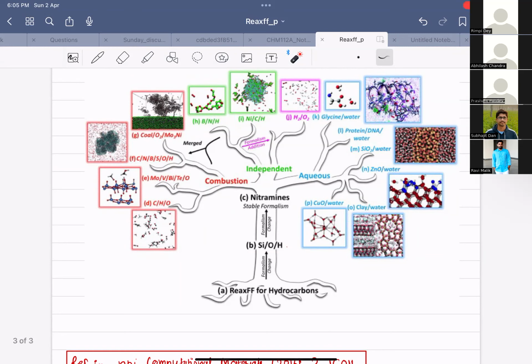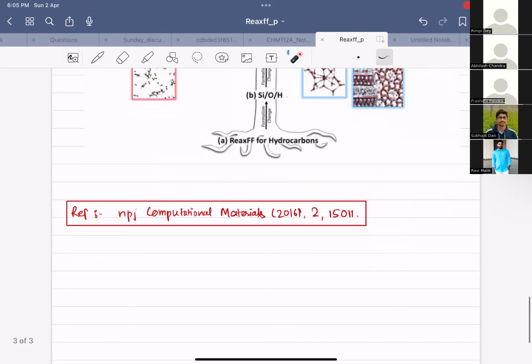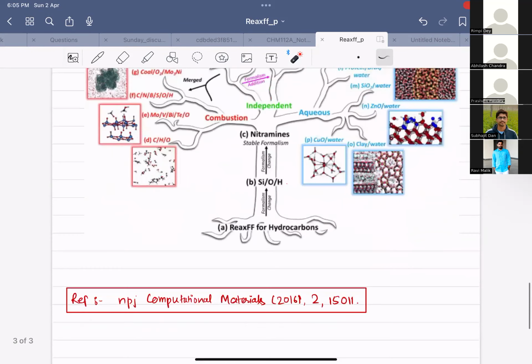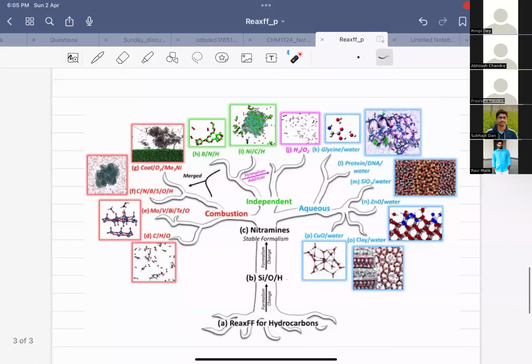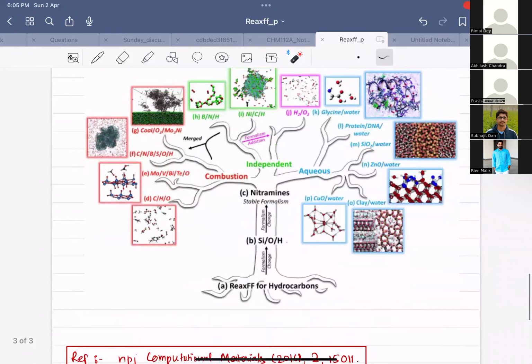And that's it. I've taken all these images from this reference. If someone wants to read about the reactive force field, this is a very good review paper, you can go through it.